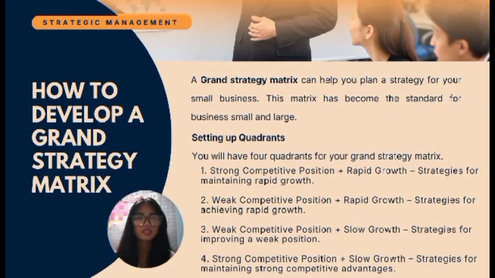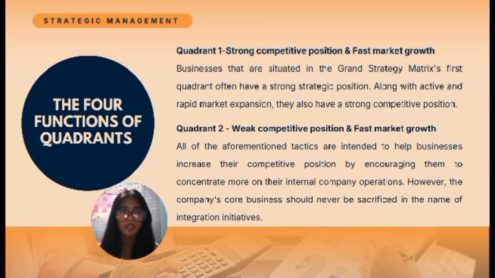How to develop the Grand Strategy Matrix. So, the Grand Strategy Matrix is a tool used by businesses to choose the best strategies to use based on competitive position, strong or weak, and market growth, slow or fast. It has 4 quadrants. Quadrant 1 is strong position plus fast growth. So the business is successful and the goal is to maintain growth and competitive advantage. And the strategies are to improve products, expand markets, and increase customers.